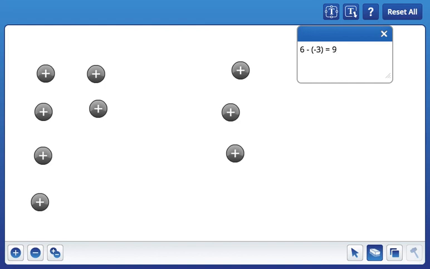So we can model addition and subtraction using chips, positive and negative, black and red chips, and on the digital chipboard.